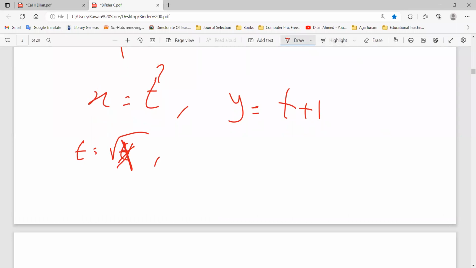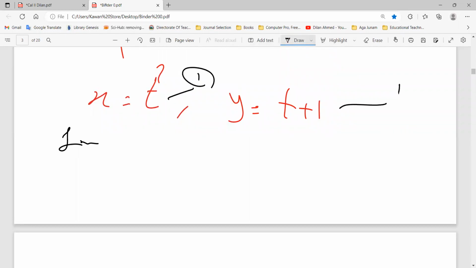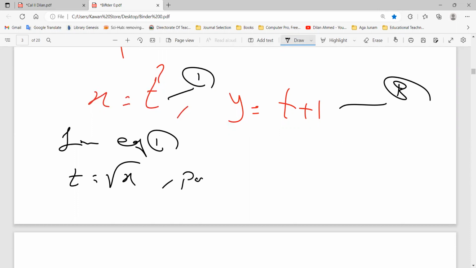So from equation number 1, t is equal to the square root of x. All right, good. And put it in equation number 2. You'll get y equal to the square root of x plus 1, right? And now it's easy.